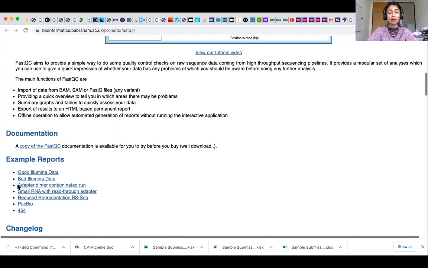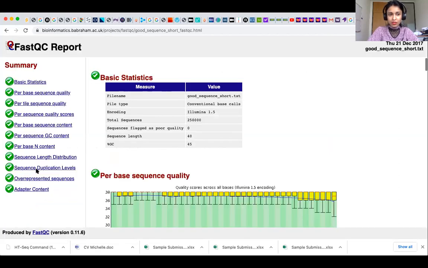They have actually example reports here, for good Illumina data, how it looks, for bad Illumina data, how it looks. So this is how, once you've got your sequencing data, the first step to do is to do a quality check. We don't normally open and see what I showed you with the slide, how FASTQ looks. We don't normally do that at all because you won't understand what it means. It wouldn't make sense to you at all, right?